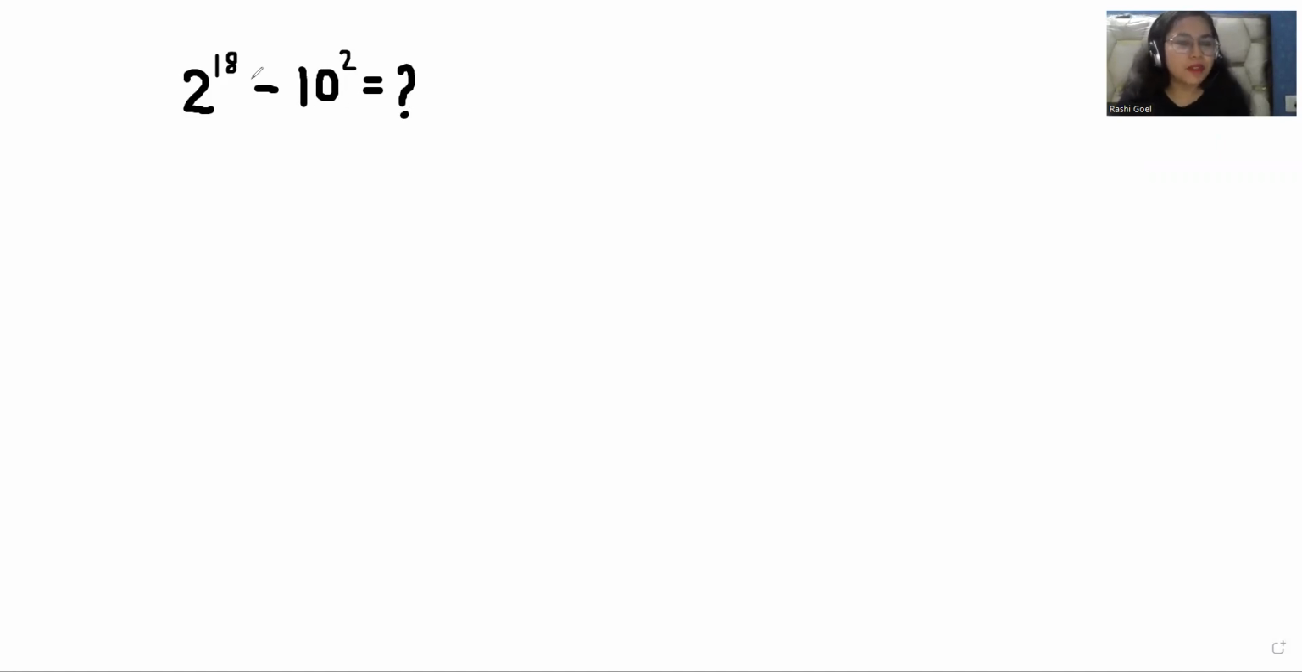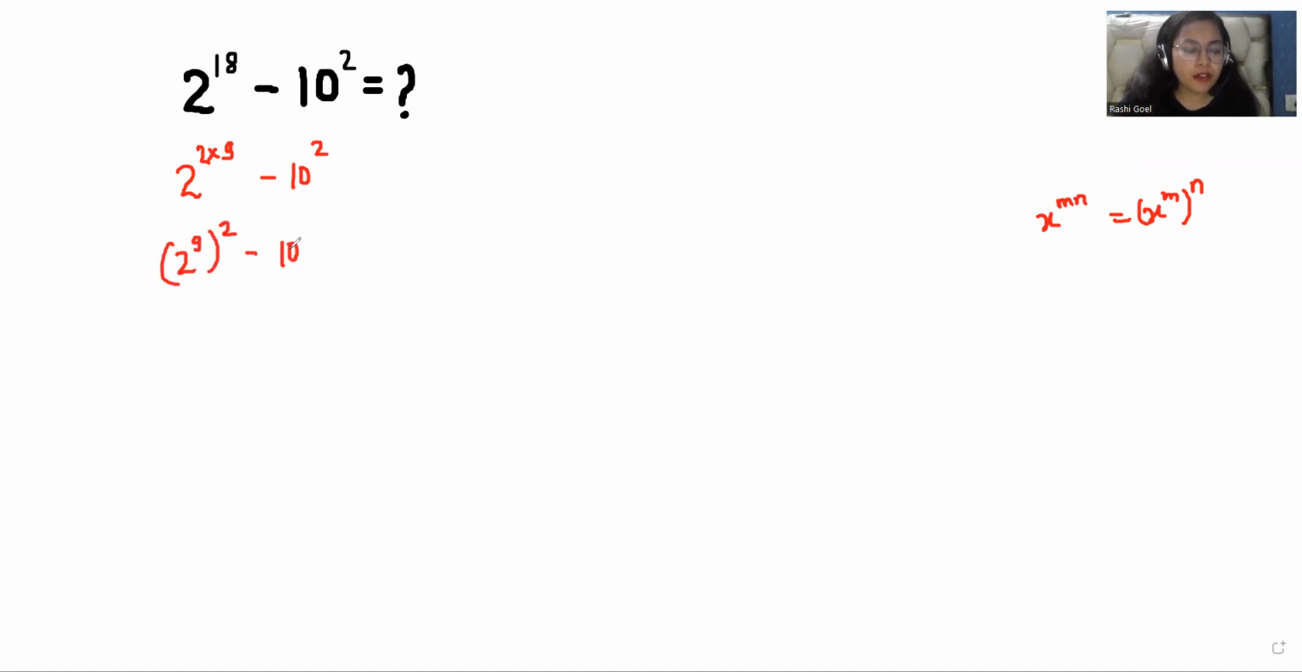So let's start. 2 power 18, I can break this into 2 power 2 into 9, minus 10 power 2. According to the exponent property, if x power mn, we can write it as x power m power n. So I'm going to use this property here. I can write it as 2 power 9 power 2 minus 10 power 2.